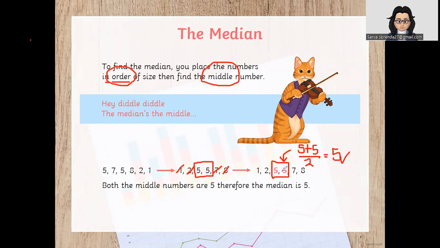Now, let's assume that this data was not 5, but rather 6. So what happens now to your median? What's the value of your median? So 5 plus 6 divided by 2. And that will give you 5 plus 6 is 11. 11 divided by 2 is 5.5. Yes, you can have decimals as your answer.